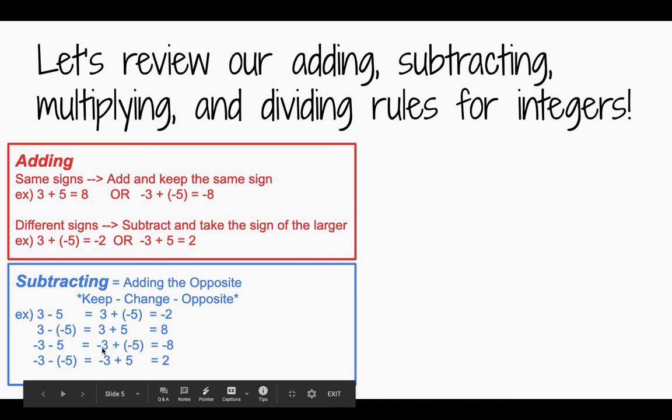Then we solve like this. We have like signs, so we add them together. 3 plus 5 is 8. We keep the negative sign, so negative 8. And our last one, keep, change, flip. Negative 3 stays the same. We change our minus to a plus, and we make our negative 5 its opposite. Negative 5 becomes positive. Now negative 3 plus 5: they're different signs, so first we subtract and then take the sign of the larger number. 5 minus 3 is 2. Which one's bigger? 5 is bigger. 5 is positive, so our answer has to be positive.